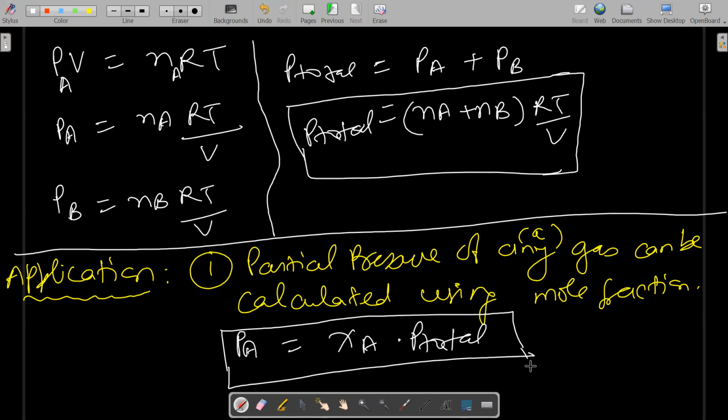Similarly, PB is equal to chi B times P total. And how it comes, if you want to see, I can go to the next page. What I wrote over here, P total.